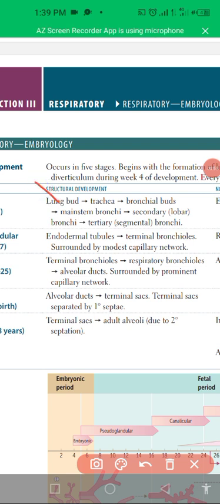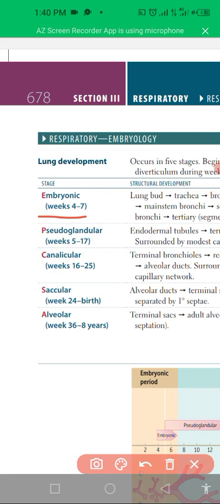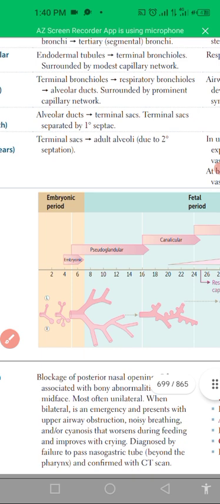the lung bud is formed and that goes down into formation of the trachea and the bronchial buds. These bronchial buds give rise to the mainstem bronchi, and then secondary lobar bronchi and tertiary segmental bronchi come. So this is the lineage and the flow of embryonic weeks from fourth to seventh development of the lung bud, and then it goes down to the different stages of the week from 4 to 7.